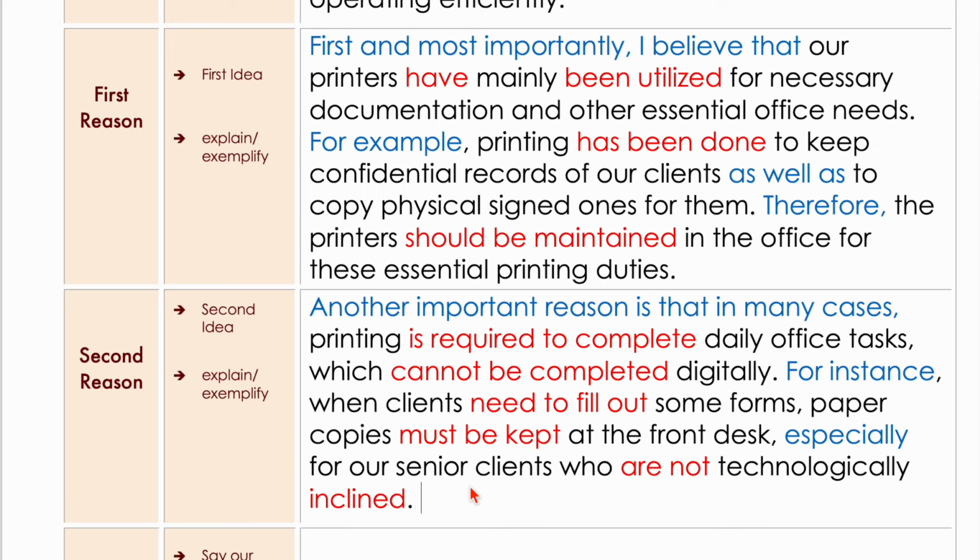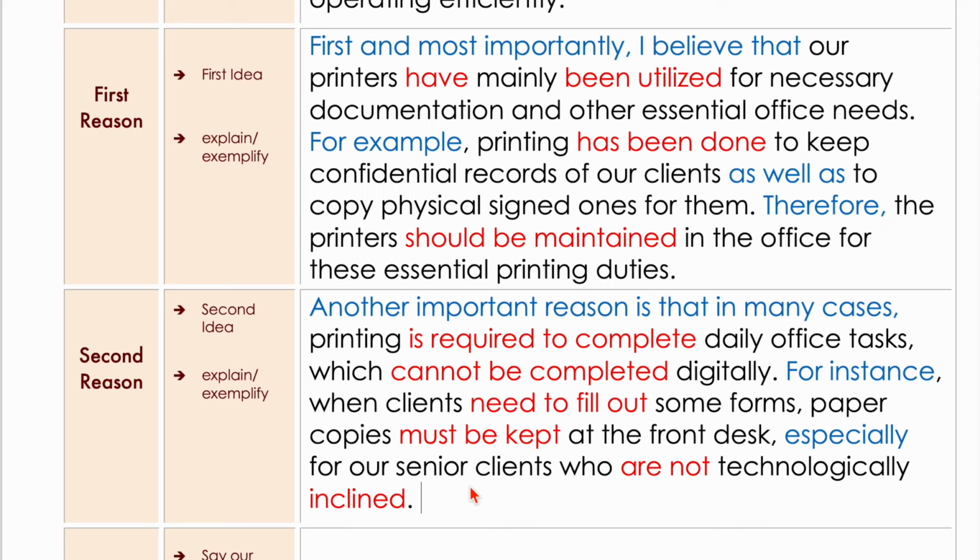Okay, very good, very good. So we gave a clear example of these daily office tasks. Okay, filling out forms. We need to have paper copies of those forms. Okay, in many cases, it's true. Even when you go to clinics, even hospitals, they ask you to fill out paper copies, right? And these are very important.